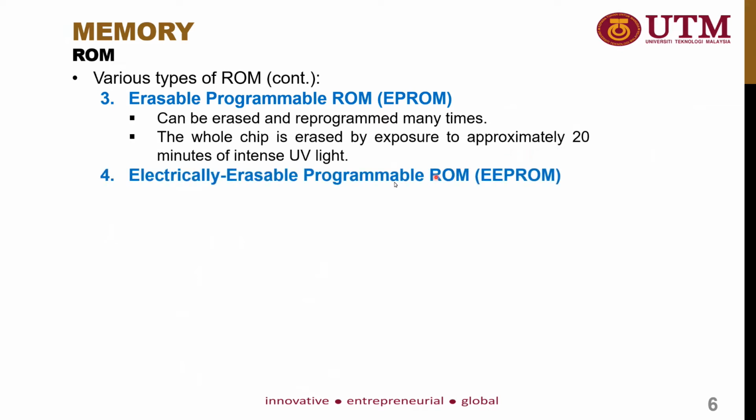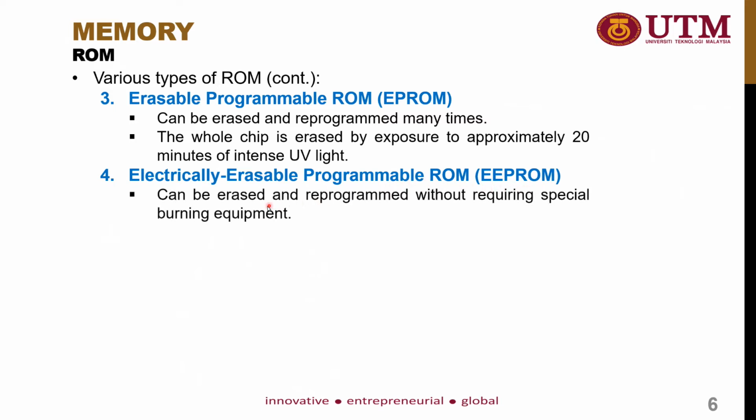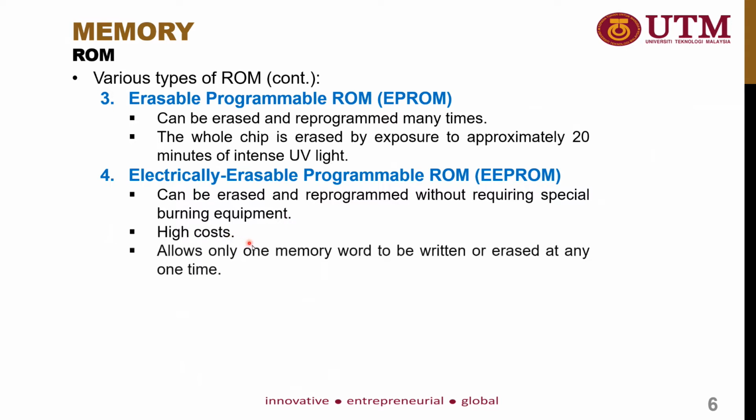So the next type of ROM is the Electrically Erasable Programmable ROM, EEPROM. EEPROM can be erased and reprogrammed without requiring special burning equipment. So you don't have to expose your device to 20 minutes of intense UV light in order to erase, and therefore it is quite high cost. EEPROM also allows only one memory word to be written or erased at any one time. So this is the limitation of EEPROM, because it only allows one memory word to be written or erased at one time.